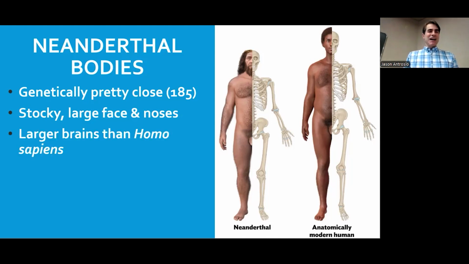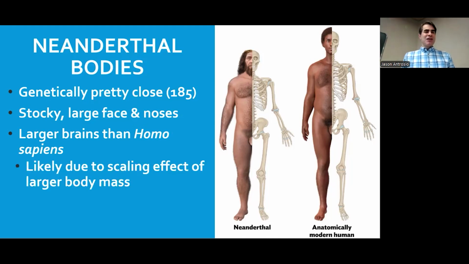The funny thing is that actually their brains, in terms of just pure size of the brain, are larger on average than the Homo sapiens. Does that mean they were smarter? No, not necessarily. Your textbook says that this is probably simply a scaling effect in relation to the larger body mass that they had, and not necessarily an indication that their brains were organized in the same way.